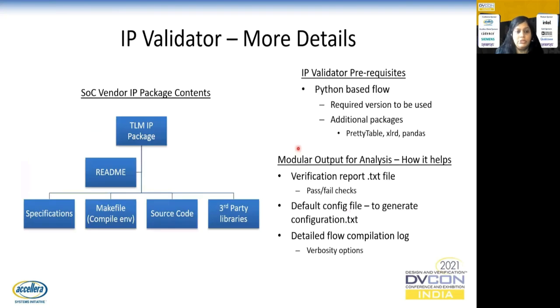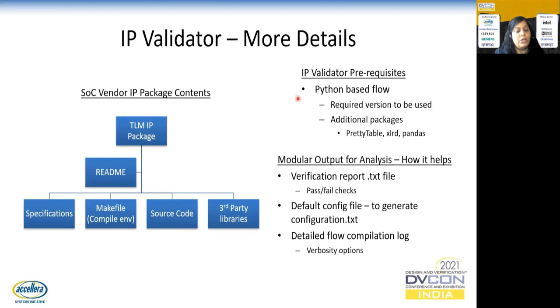Covering a few more details on the IP validator side. On the left-hand side, you can see a typical TLM IP package that comes from the vendor. It comprises a README file, which tells us how to read the package. Then it consists of certain specifications of the IP, then the compilation environment, which is typically a makefile, the source code, and the third-party libraries that can be used for, say, compilation or simulation run of the TLM IP.